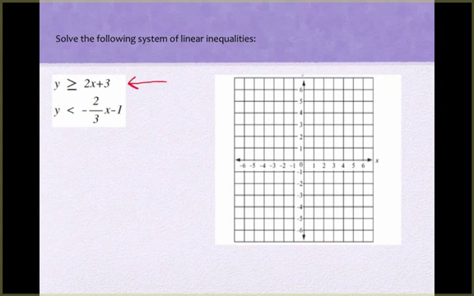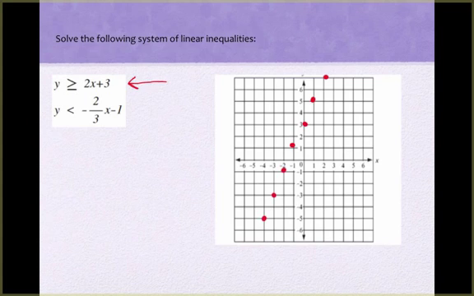We have y is greater than or equal to 2x plus 3. So we're going to start at 3. And then since our slope is 2, we'll go up 2 over 1. And we'll plot a few points here.